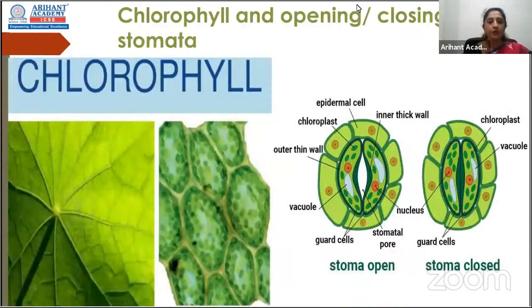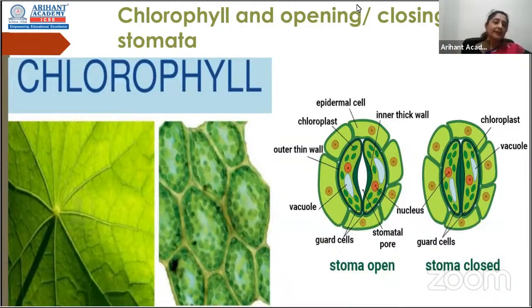Let us look at chlorophyll. Chlorophyll is a green colored pigment. It is a proteinaceous pigment made up of carbon, hydrogen, oxygen, nitrogen, and a very important element, which is magnesium. And there are 9 types of chlorophyll which play an important role in photosynthesis, majorly chlorophyll A and chlorophyll B.